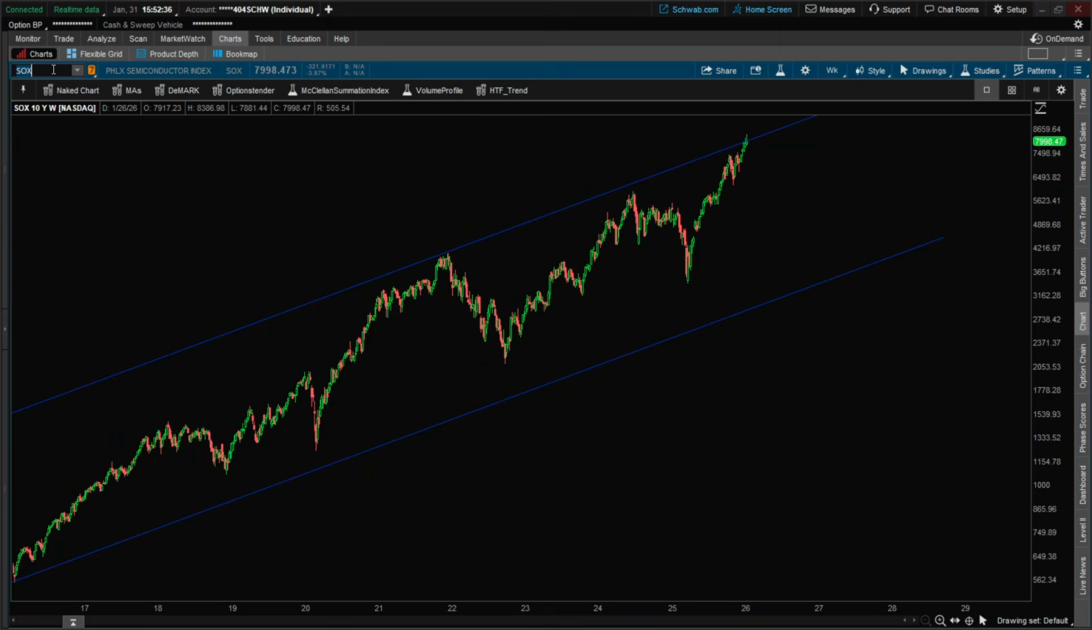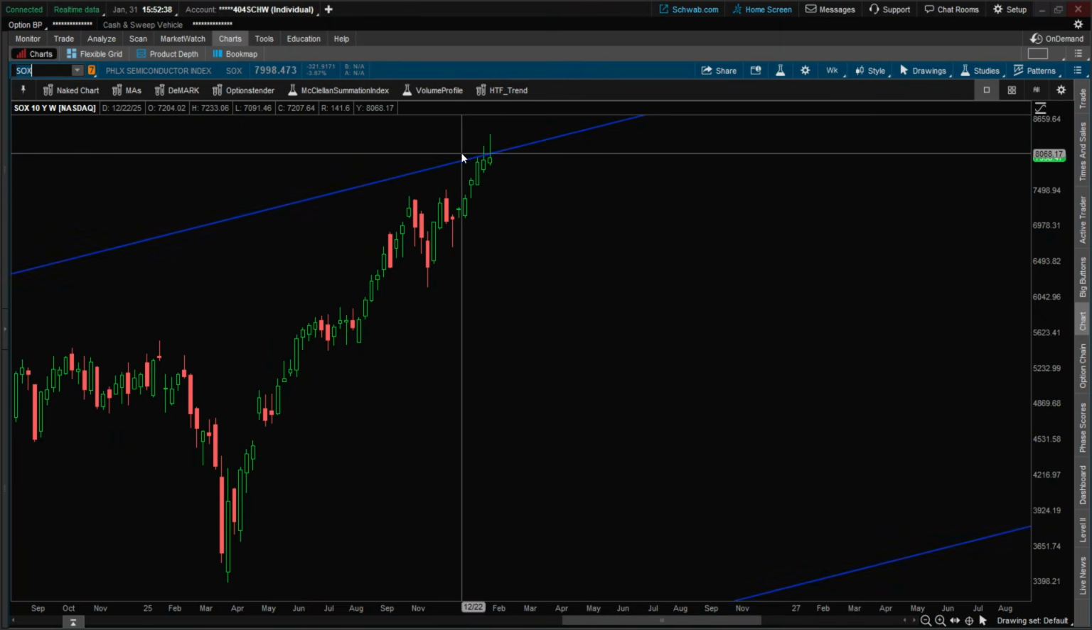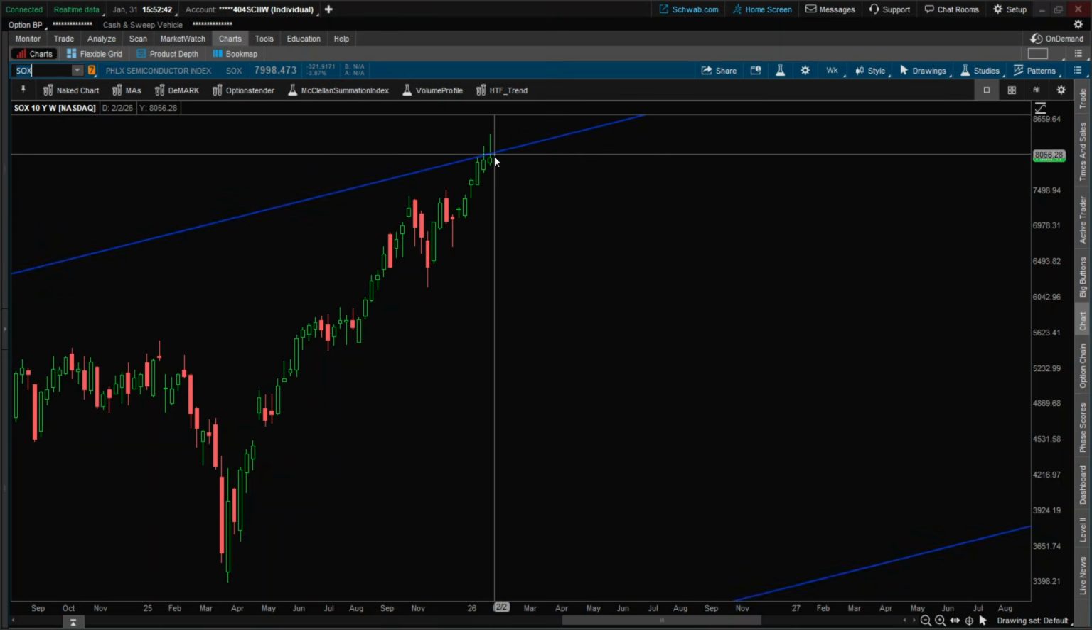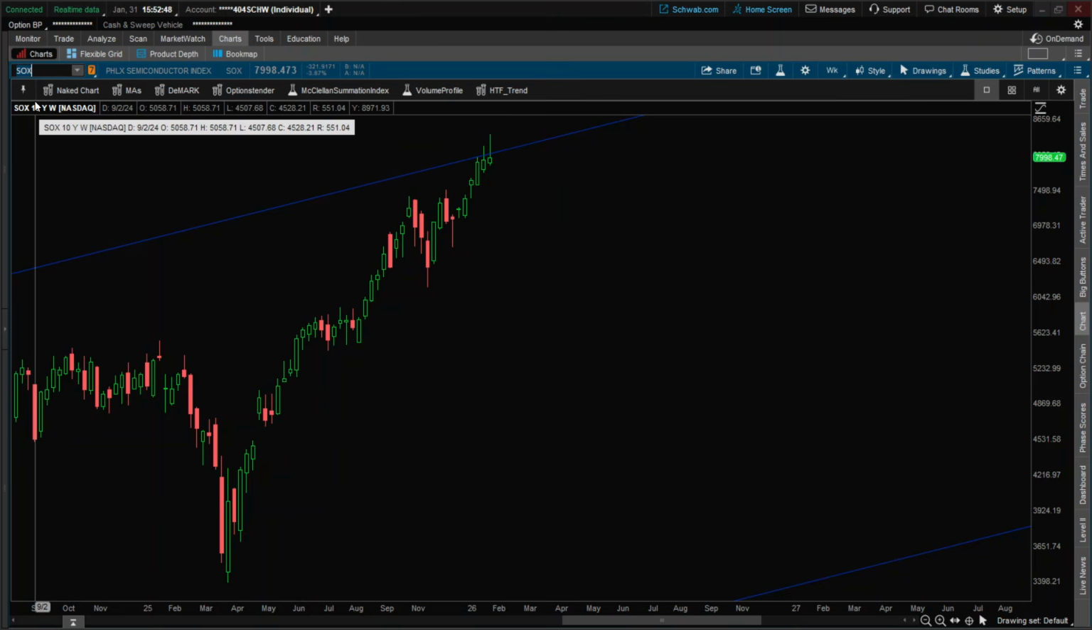Stocks. Again, rejecting off that parallel. Nice reversal candle here. We had a nice move there on Friday to the downside. I do think this is complete.